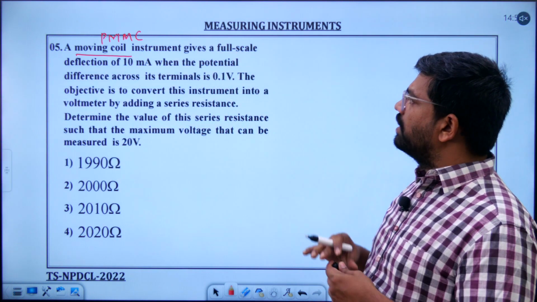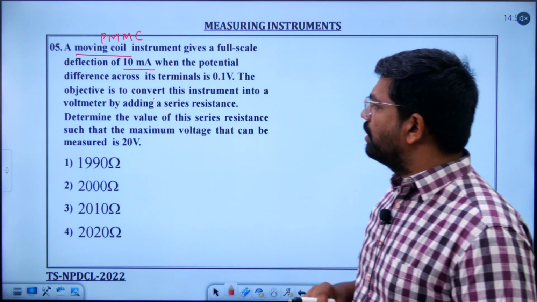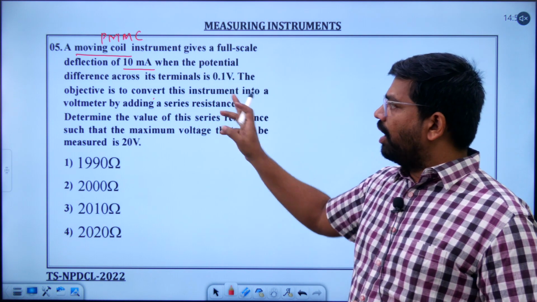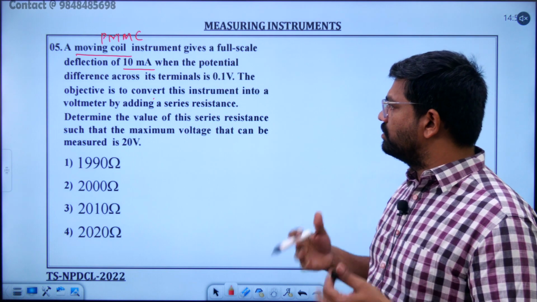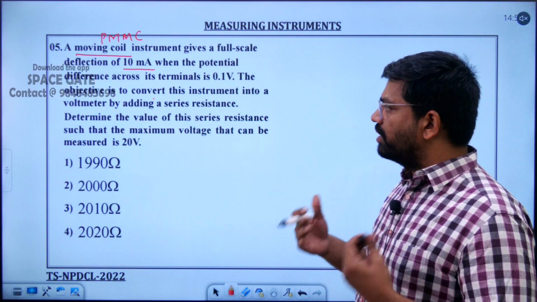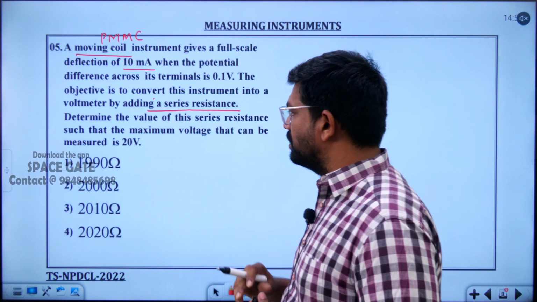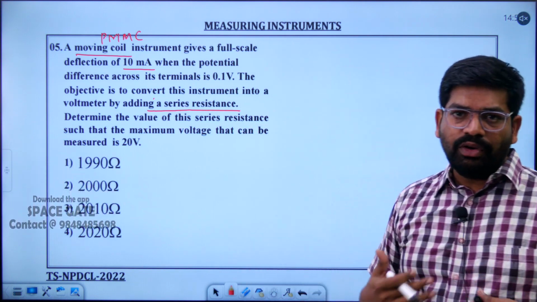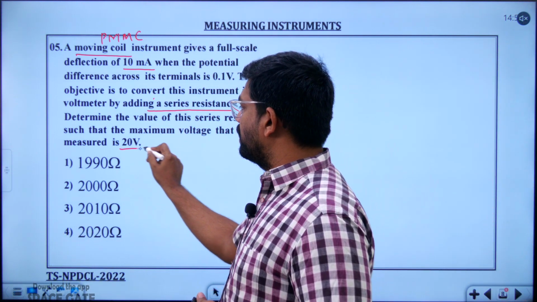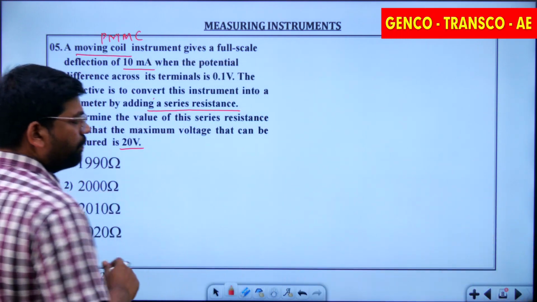Now observe how the question is given. A moving coil instrument gives full scale deflection of 10 milliampere, right or not? When the potential difference across its terminals is 0.1 volts. The objective is to convert this instrument into a voltmeter. Got the point? For converting into a voltmeter we need to add a series resistance, definitely a high series resistance. Determine the value of the high series resistance such that we can extend the range to 20 volts.